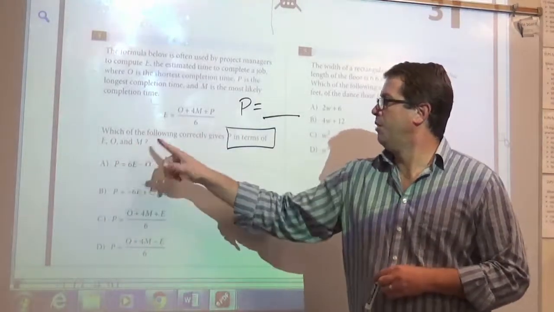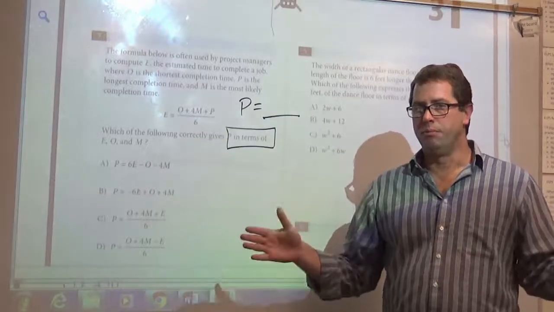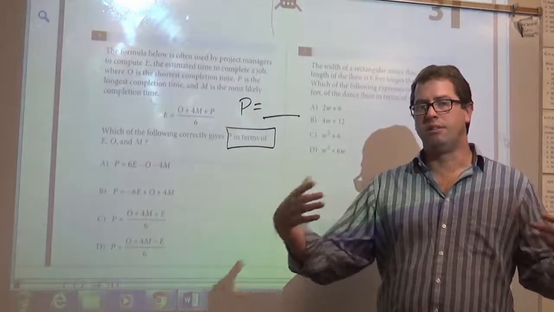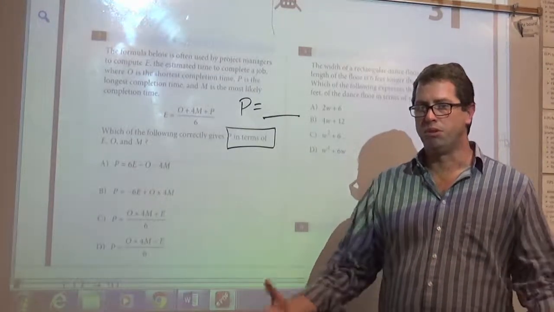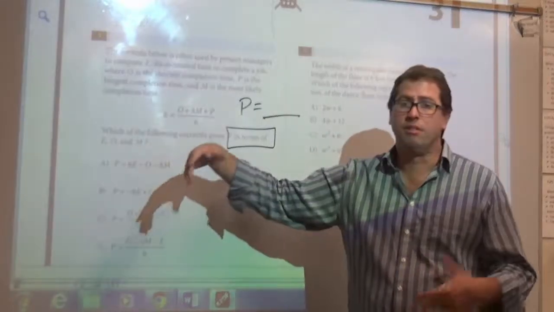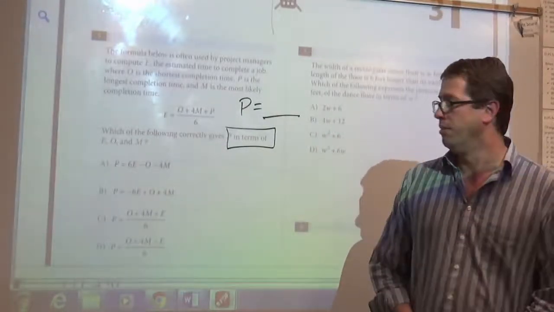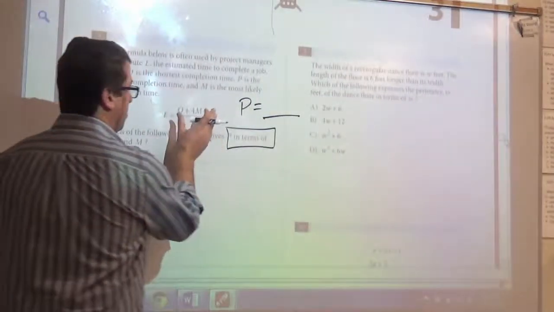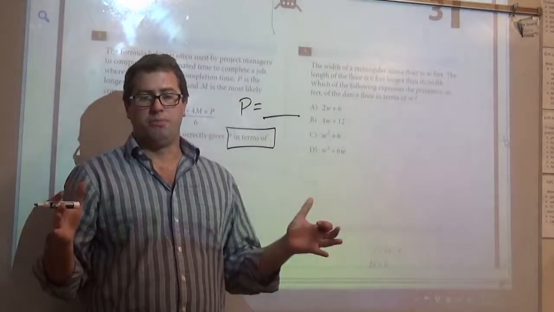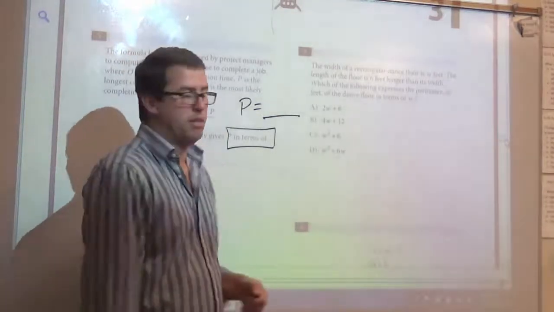Now, E, O, and M don't look like it, but they're numbers. So just like we can add numbers to both sides, we can subtract numbers from both sides, we can multiply both sides by the same number. I can add E to both sides, I can divide both sides by a letter. Alright, so we need to move this around until P is by itself. First rule of ugly fractions, multiply everything by the bottom.